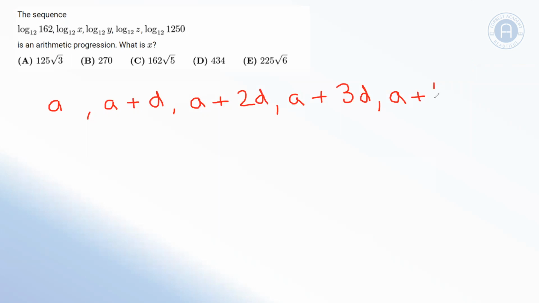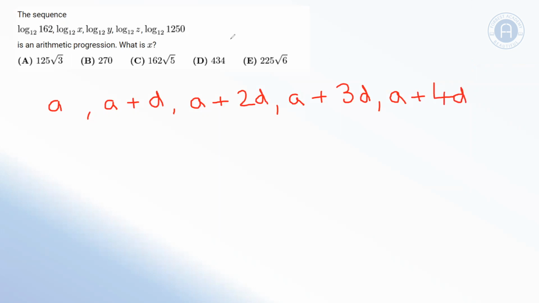So an arithmetic progression is a progression where we have a common difference. We either add or subtract the same amount to each term. We can represent that with the first term being a, our second term being a plus d, our third term being a plus 2d, our fourth term being a plus 3d, and our fifth term being a plus 4d. This will continue until our progression comes to an end.